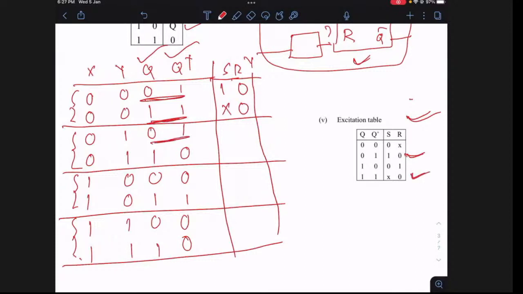Next is 0, 1. 0, 1 means again this combination 1, 0. 1, 0 means again it is 0, 1. 0, 0 means again 0, don't care. 1, 1 means don't care, 0. 0, 0 means the first one again, 0, don't care. And 1, 0 means it is 0, 1.